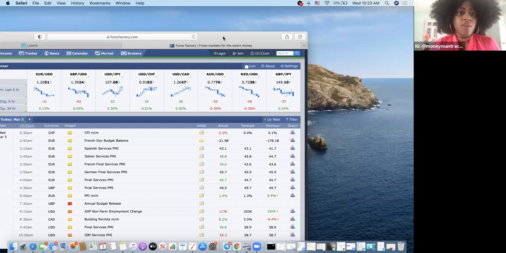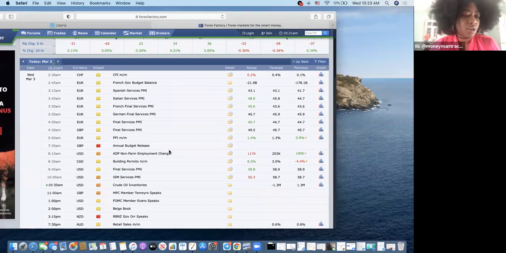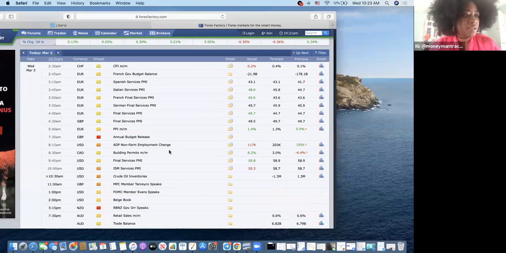So anyway, you're going to come to Forex Factory just like you typically would for HFX, and you're going to see what's going on. So the time is 10:23, which is around 10:30, right? I see an orange folder for USD.